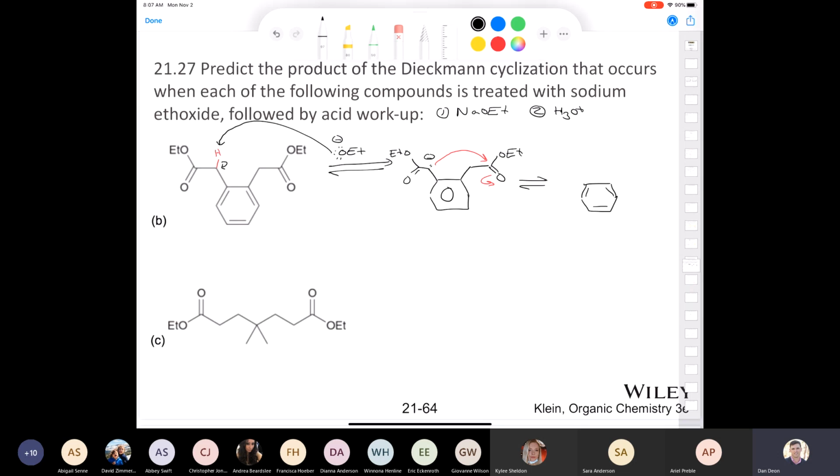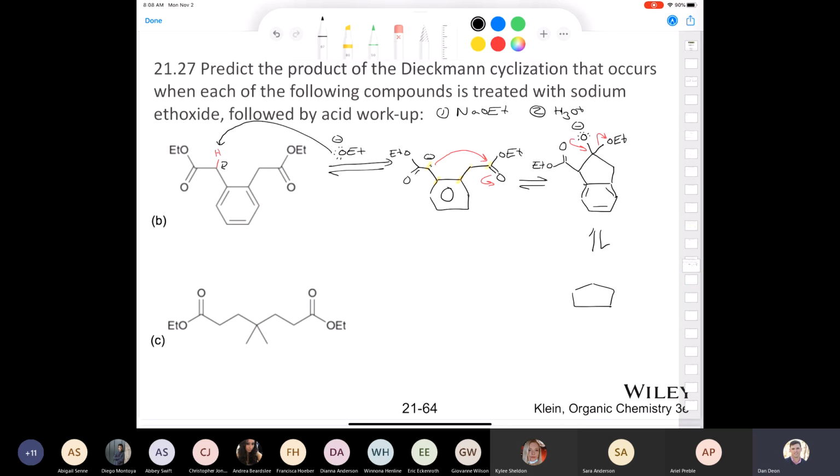And now I'm going to have a, count with me, 1, 2, 3, 4, 5-membered ring. So we'll add a 5-membered ring here. On this carbon, my ethyl ester is still intact, but on this carbon, I'm going to have an oxygen with a negative charge, and I'm going to have this ethyl ether portion here. And so what's going to happen next is I'm going to lose that leaving group, which is going to end up giving me something that looks like this.